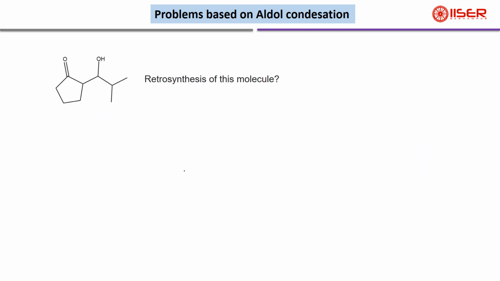Next one, how will you plan the retrosynthesis of this compound? Obviously, as I am discussing the aldol reaction, aldol reaction will be one part of it. So what will be the retrosynthesis of this compound? We know this type of compound can be prepared through retrosynthesis if you just cleave along this alpha bond. What is the probability?